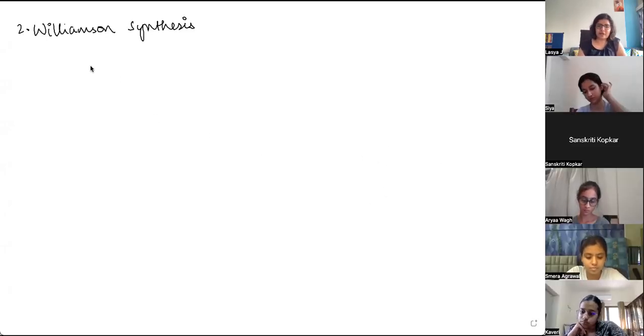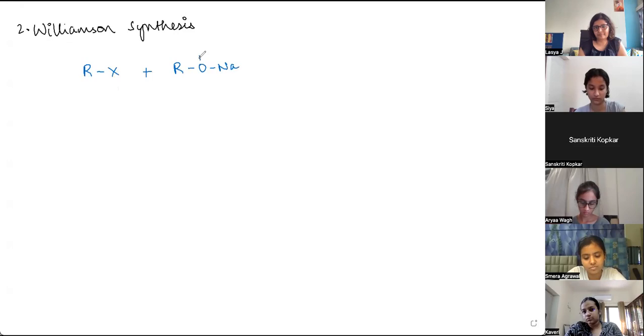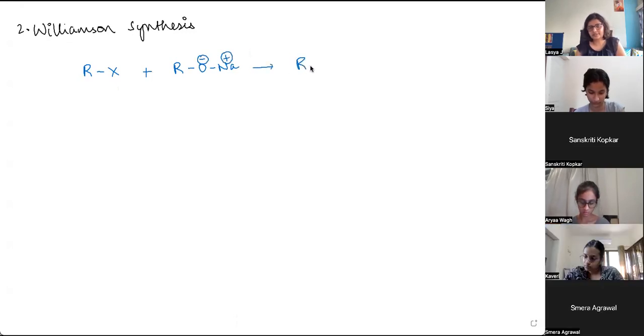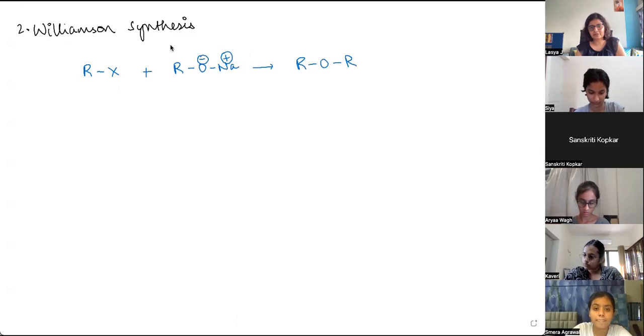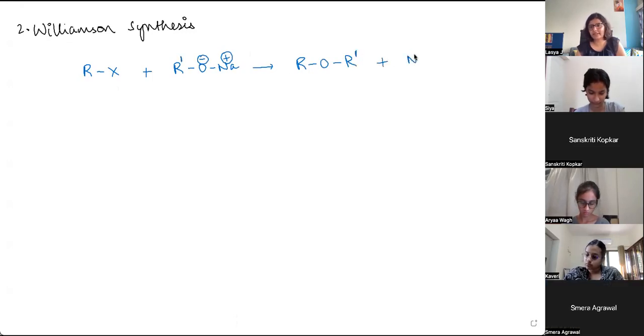Williamson synthesis: the basic reaction is you take an alkyl halide and make it react with an alkoxide. Oxygen has a negative charge, sodium has a positive charge. You get an ether. Let's make this R dash, and NaX is precipitated out.